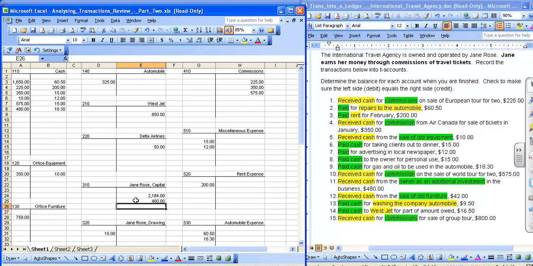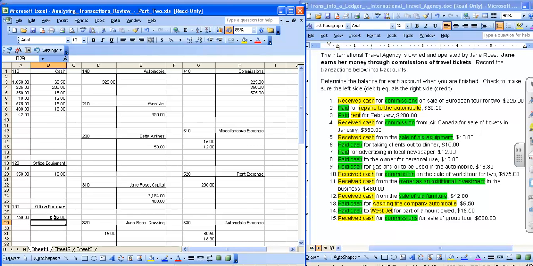Transaction number 12. Received cash from the sale of old furniture. So we're selling some of our old furniture. So we receive cash. Once again, we're going to debit cash, $42. And we're selling some office furniture. So we have less office furniture, so we're going to put it on the credit side of furniture.